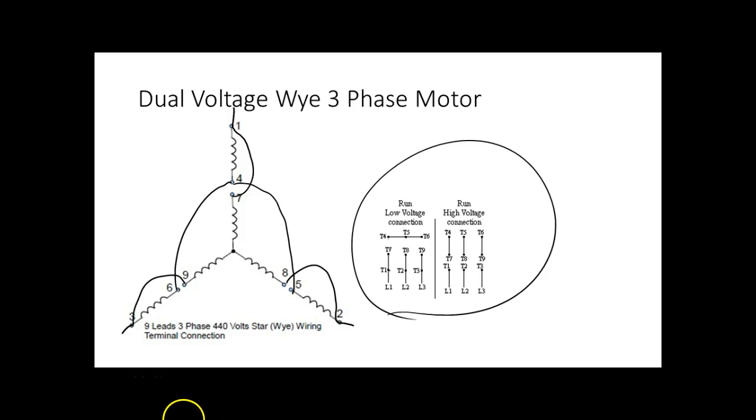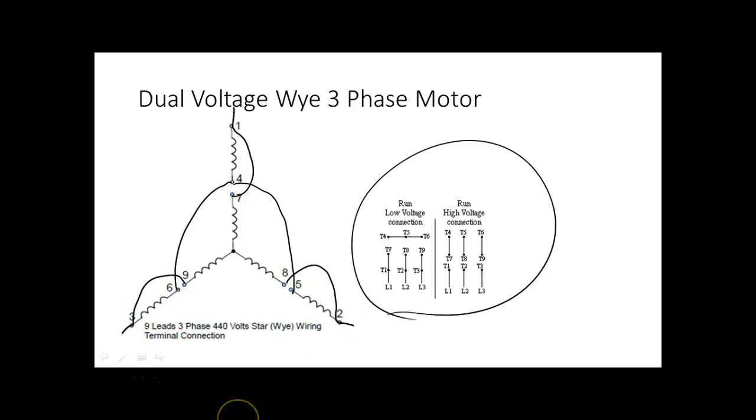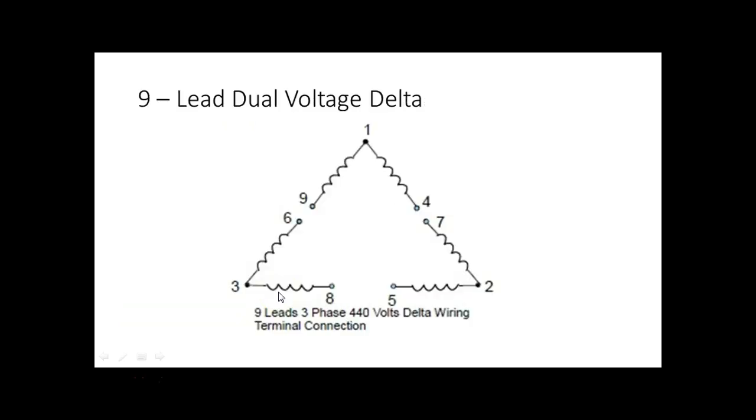And we don't have any delta motors in here. All our motors are Y motors. I'll get the wiring diagram out to you. I don't see it in the PowerPoint. But what you would do is you would delta motor. So a 9-lead motor is what we call a dual voltage motor.